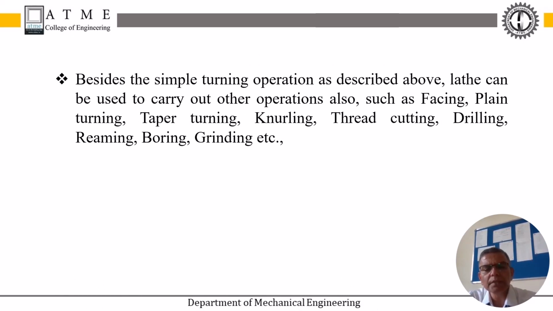Besides the simple turning operation in a lathe machine, various other kinds of operations can also be done by using this lathe machine, such as facing operation, plane turning operation, taper turning operation, knurling, thread cutting, drilling, reaming, boring, even including grinding. These operations can be performed by using this lathe machine, of course with different attachments. The suitable attachments are used in the lathe machine to perform all these kinds of operations. As already told, that is the reason why these machine tools are often referred to as versatile machines or the mother of all machine tools.